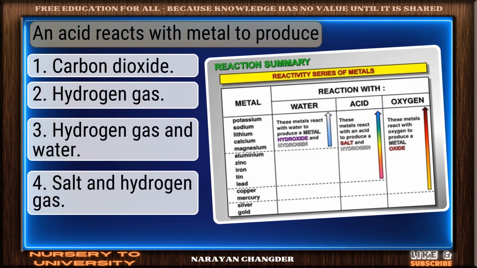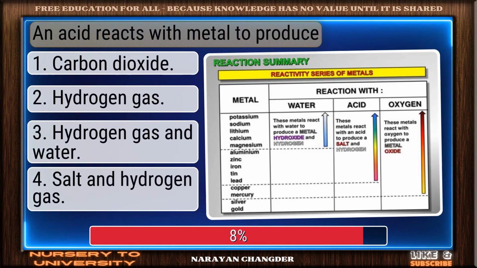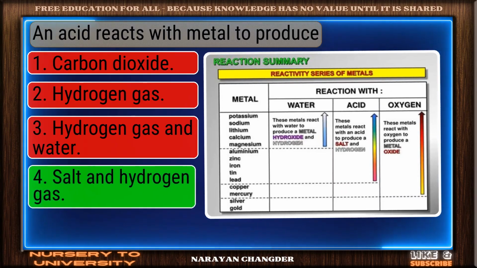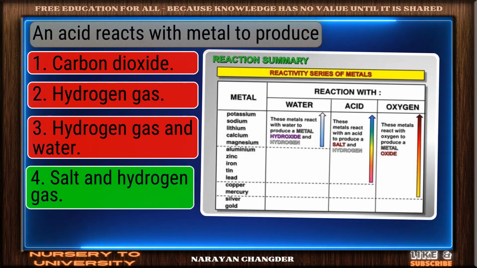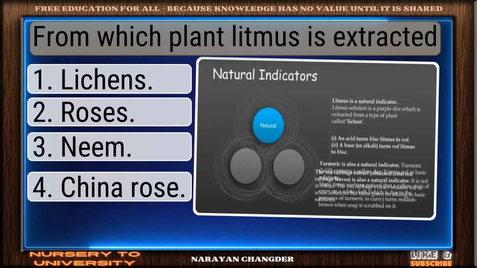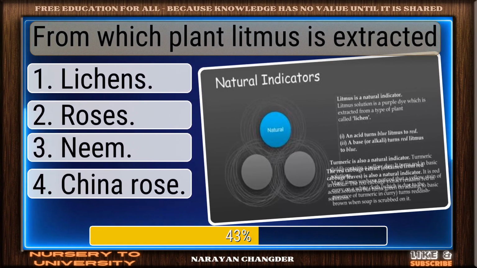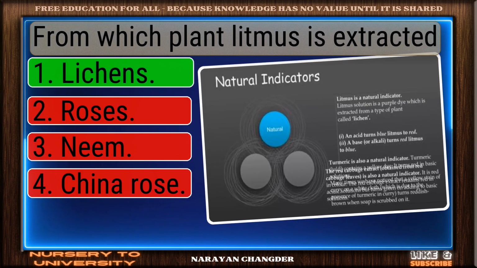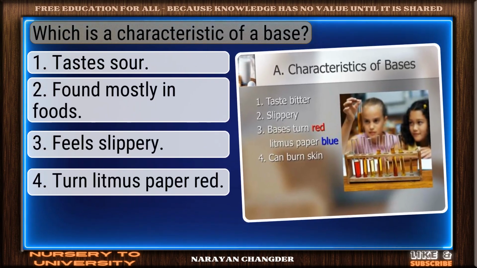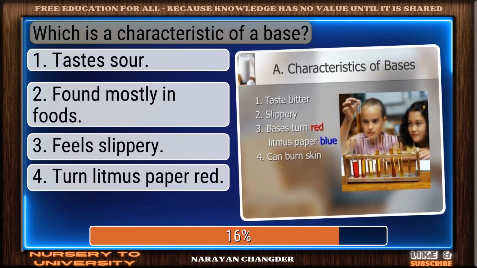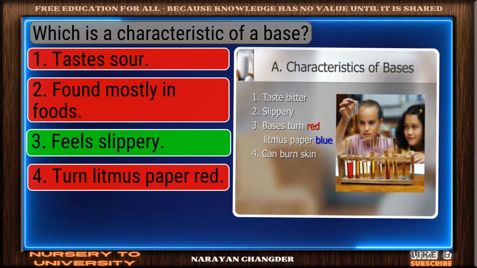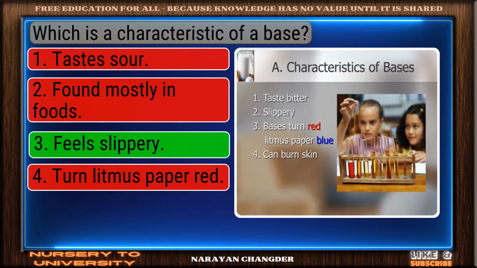Question number 76. An acid reacts with metal to produce. Excellent choice. Salt and hydrogen gas is the right answer. Question number 77. From which plant is litmus extracted? On track. Lichens is the correct answer. Question number 78. Which is a characteristic of a base? Excellent. Feels slippery is a brilliant choice.